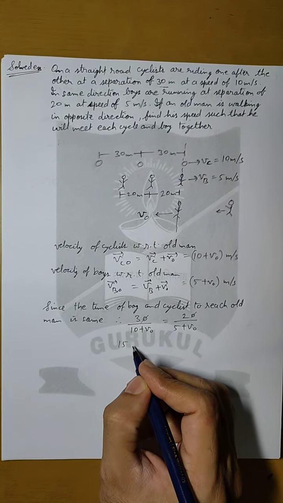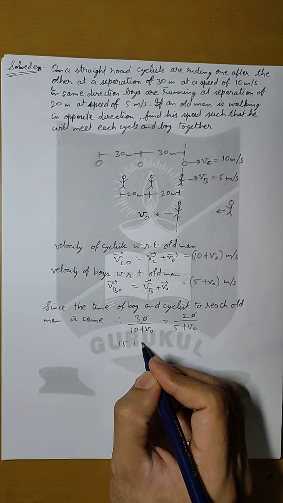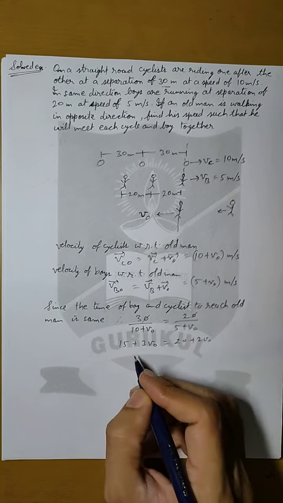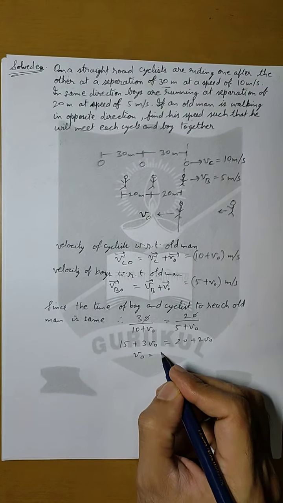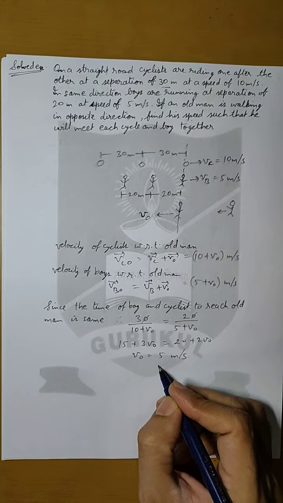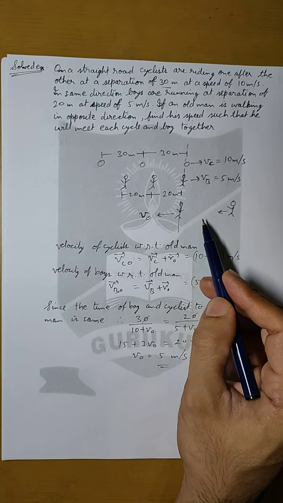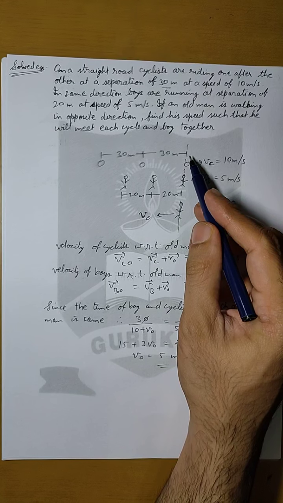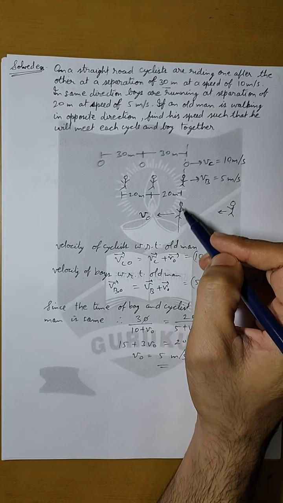So now if we solve them, then it will be 15 plus 3VO equals 20 plus 2VO, or VO will be equal to 5 meter per second. So if the old man is walking in this direction with the velocity 5 meter per second, then all three of them will meet at the same point.